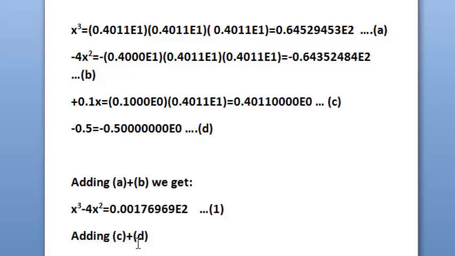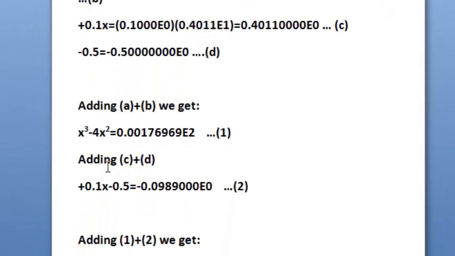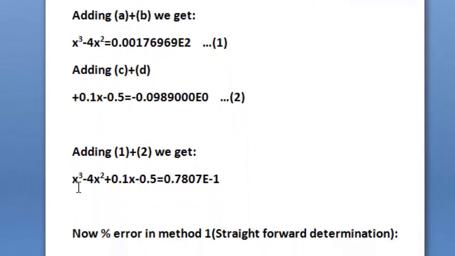Adding A and B, we get 0.00176969 E2. This is the first equation. Adding equations C and D, that is 0.1x minus 0.5, we get minus 0.09890000 E0. This is our second equation. Now adding the first and second equations, x cube minus 4x square plus 0.1x minus 0.5 equals 0.7807 E minus 1.